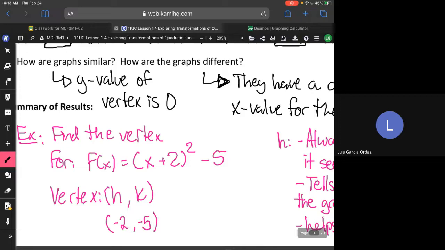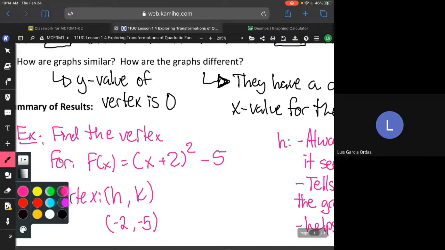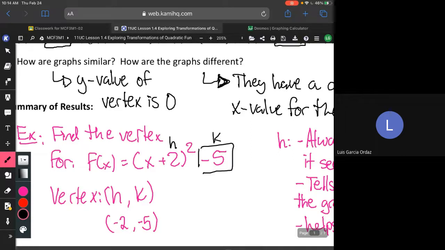Rita? H is always what's in the bracket, and K is always the number. Yep. So this guy over here is H. And like I said, H is always opposite of what it seems. And this guy over here is K. Would there ever be another number? No, we're not going to do horizontal compressions or stretches, so don't worry about that.